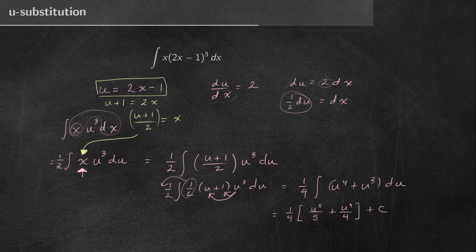And for our final answer, we don't want to leave the u in there. We want to sub 2x minus 1 back in for u. So 1/4 times 2x minus 1 to the power 5 over 5 plus 2x minus 1 to the power 4 over 4 plus c.